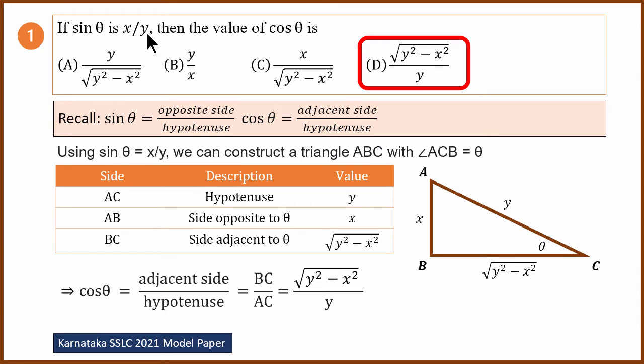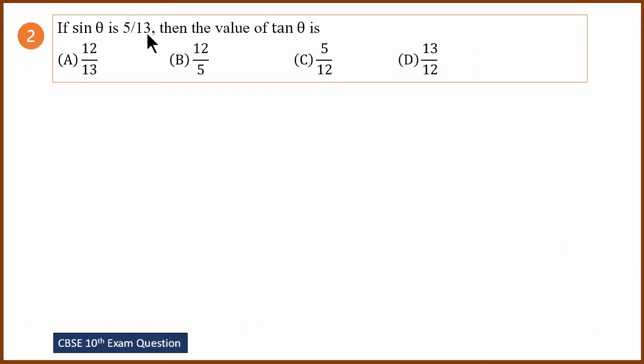What happens if the value is given? In this case, they have given a value 5 divided by 13. Sin theta is 5 divided by 13, and find the value of tan theta. So this is another question to solve. How do you solve this kind of questions?